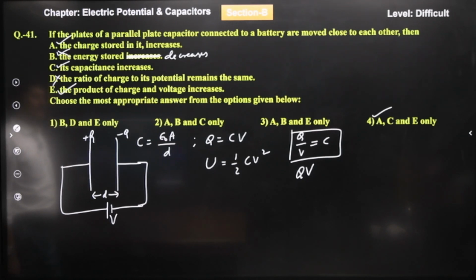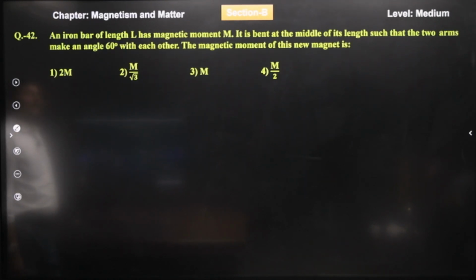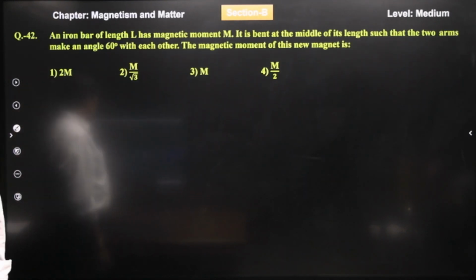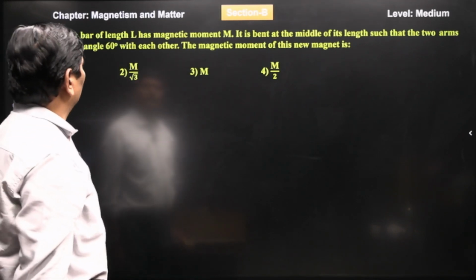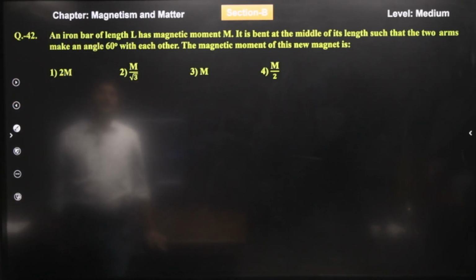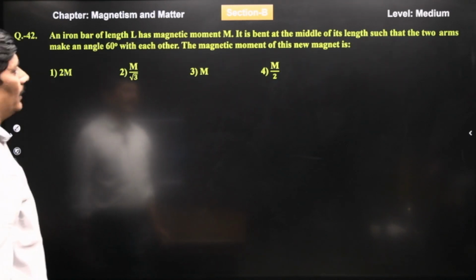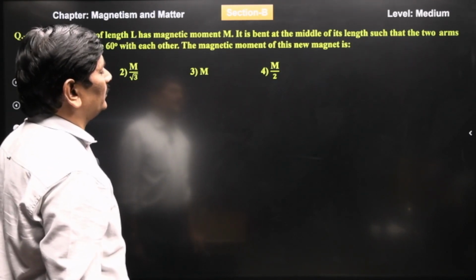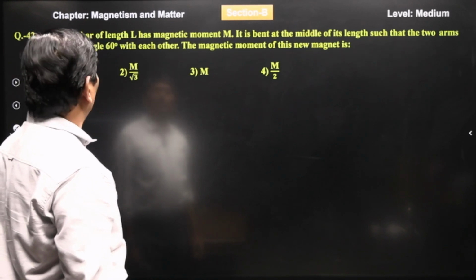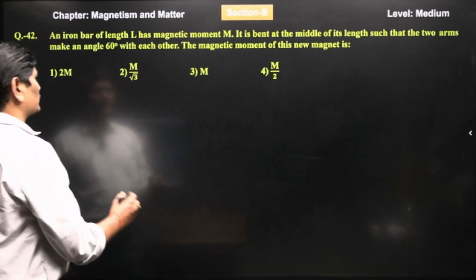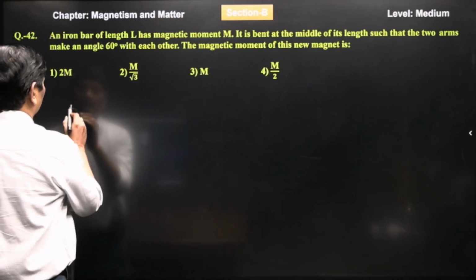Okay, so conceptually you have to be very clear. Next question, I think this is the third question, magnetism and matter. An iron bar of length L has magnetic moment capital M. It is bent at the middle of its length such that the two arms make an angle of 60 degrees with each other. Find the magnetic moment of the new magnet.